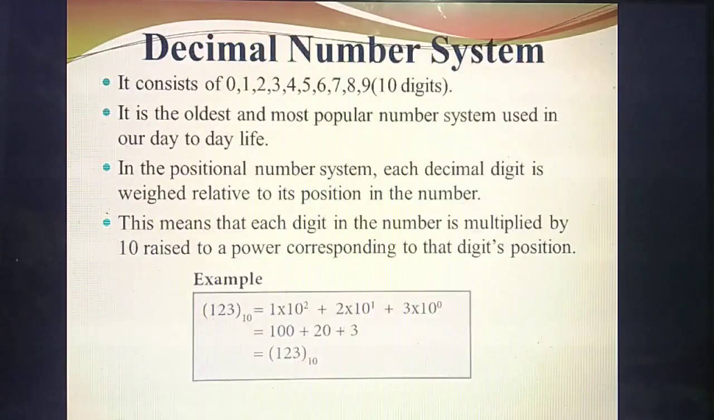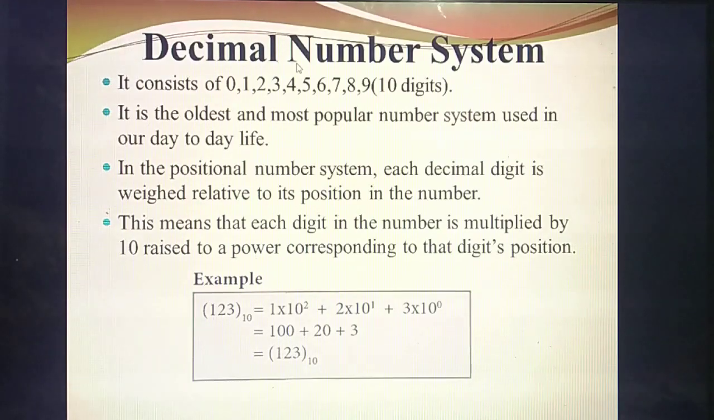Now we are going to study each numbering system in detail. All of you take your computer notebooks, because you should write the problems in your computer notebook. Listen. The first one is the decimal number system. What's the base value of the decimal number system? 10. How many digits will it contain? 0 to 9.